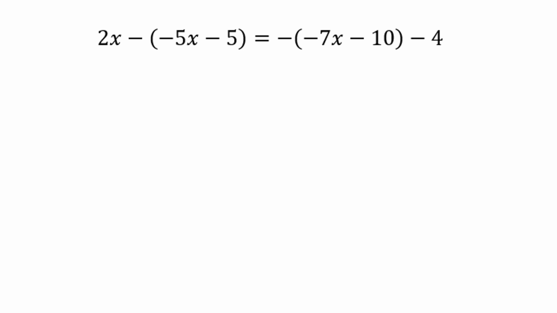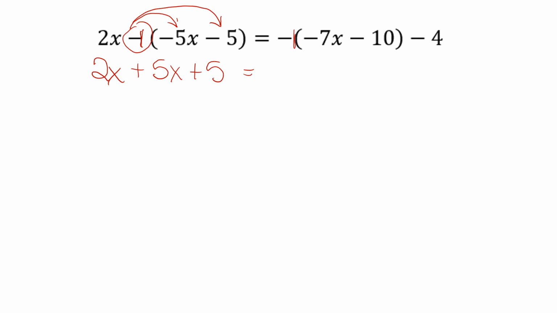With this equation, we do have parentheses, so we do need to do our distributive property. So remember, when you have a negative in front of a set of parentheses, that's the same as -1 that we are going to distribute to that parentheses set. So I'm going to have my 2x. A -1 times a -5 is going to give me +5. Keep the x. -1 times -5 is a +5.